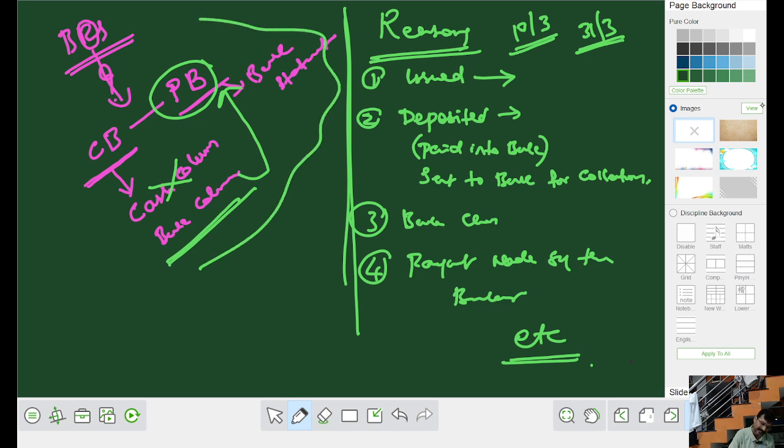I hope you got two things. What is bank reconciliation statement? The statement which is prepared to reconcile the bank balance as per the bank column of the cash book with that of the passbook. Another, what are the reasons? Checks issued but not presented to the bank for payment; checks deposited, paid into bank, sent to the bank for collection but not yet collected by the banker; bank charges entered only in the passbook; payment made by the banker, etc. These are all the reasons that make the bank balance as per the cash book and passbook not agree.